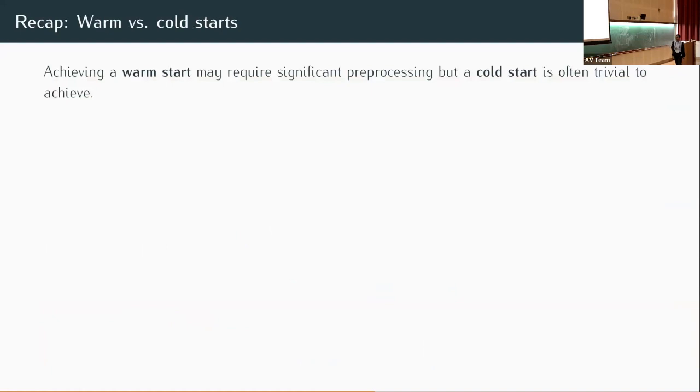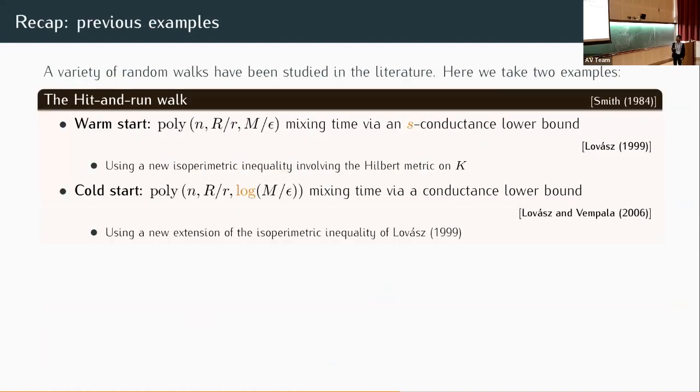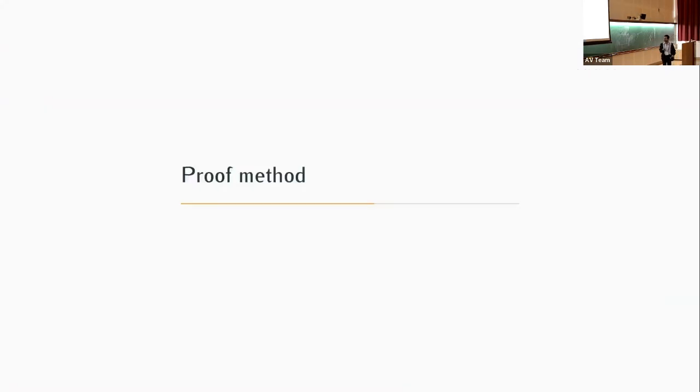So let's recap. Warm start may require some pre-processing, while cold start is trivial to achieve, and previous examples you already saw. This work is about getting cold start mixing times for coordinate hit and run via another family of Markov chains that we call the multiscale walks. In the remaining 10 minutes, I'll go a little bit over the proof method.